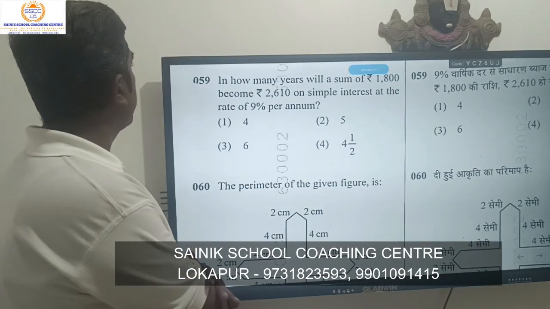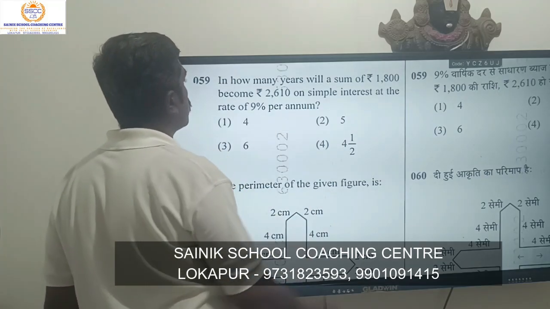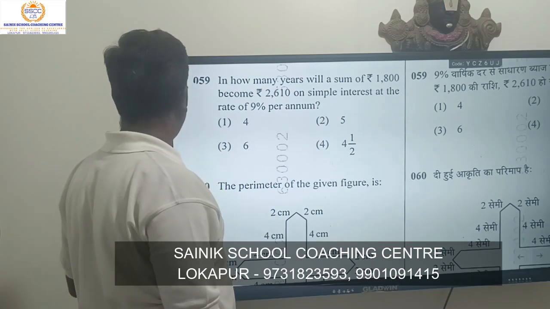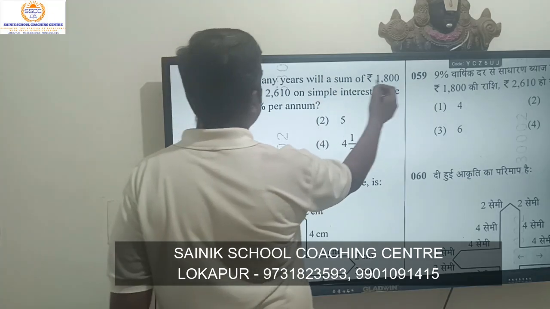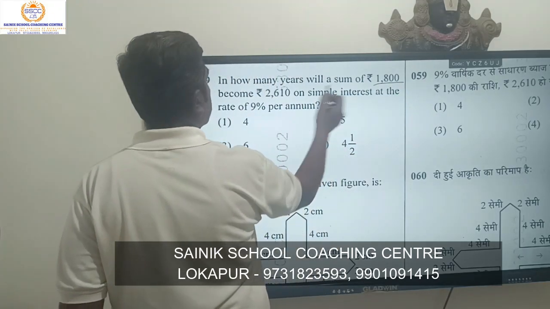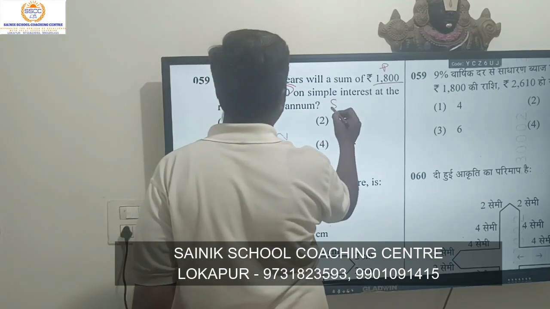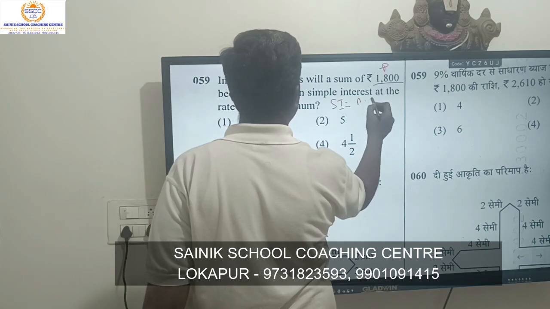Next question, question number 59. In how many years will a sum of 1800 become 2610 on simple interest at a rate of 9% per annum? So what you have to do here, principal is 1800, P, and this one is the amount. So what will the simple interest formula be? A minus P.